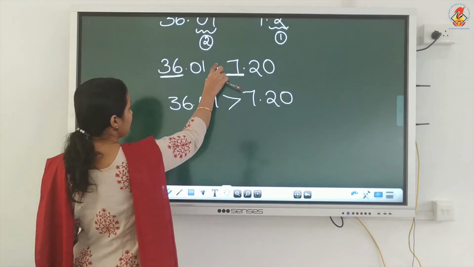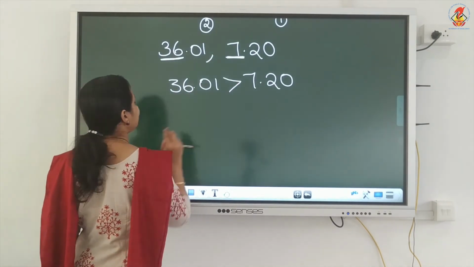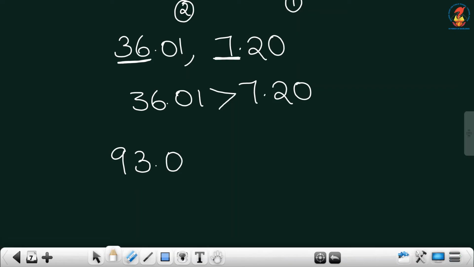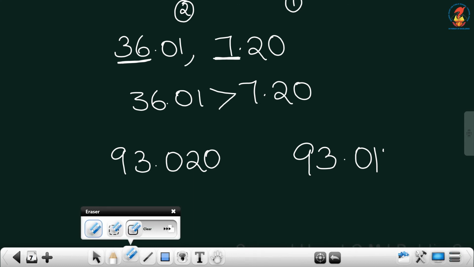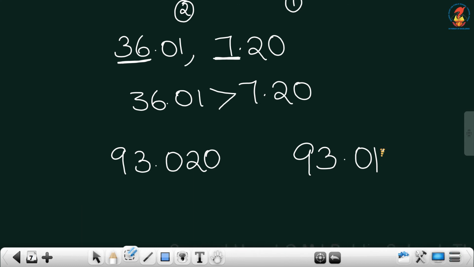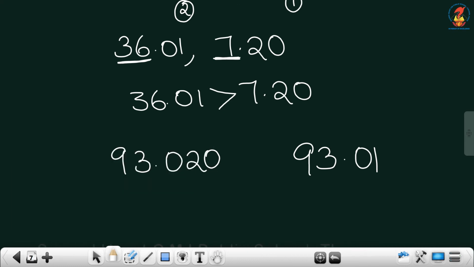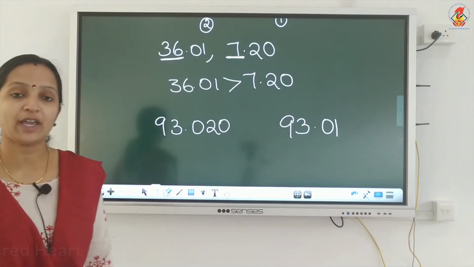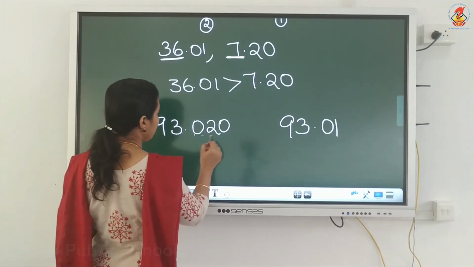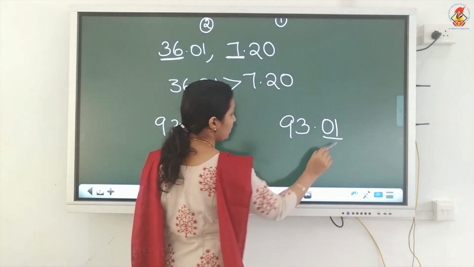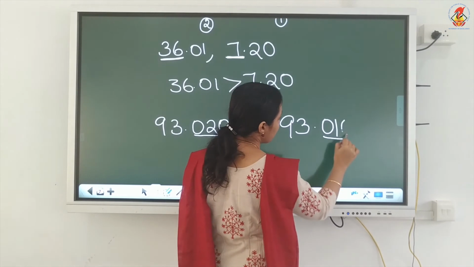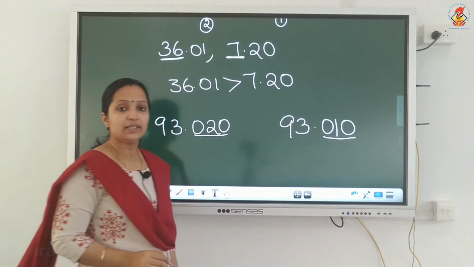Now suppose the question is 93.020 and 93.01. What you have to do? What is the first step? First we have to convert them into like decimals. The first step is the same. If you want to compare two decimal numbers, first we have to convert them into like decimals. Here 3 digits are there, here only 2 digits. So what we will do? We will give 1 zero to the extreme right, so it also becomes 3 digits, okay.